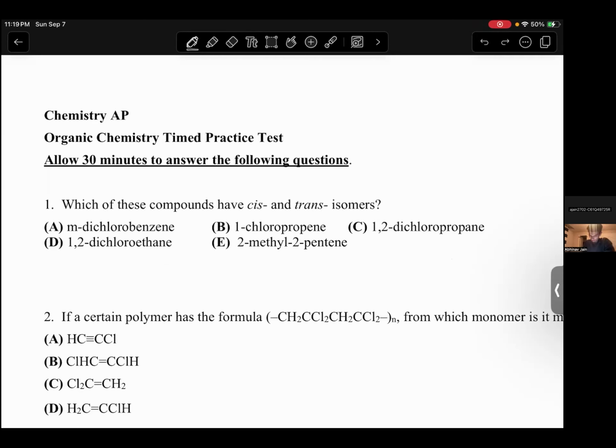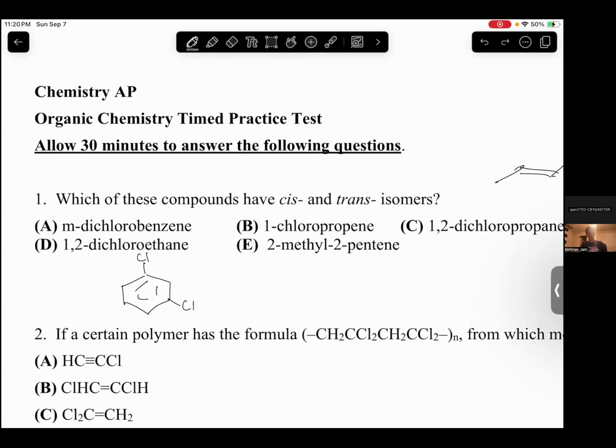For cis-trans isomerism, we need some alkenes, double bonded. Looking at A, meta-dichlorobenzene looks like this, with two chlorines meta to each other. This benzene cannot exhibit cis-trans isomerism because the entire ring is planar. Since the entire ring is planar, there can't be any atoms below or above the ring, and therefore there can't be any cis-trans isomerism. So A is incorrect.